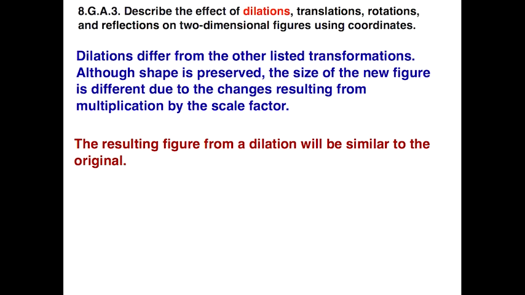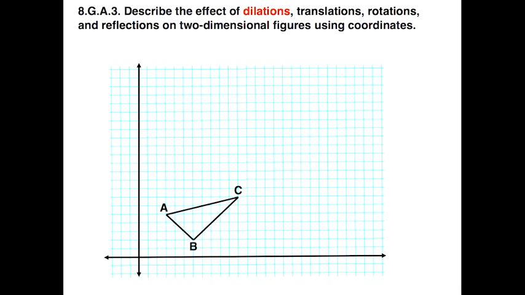Mathematically, the way that we would say that in much simpler fashion would simply be that the resulting figure from a dilation will be similar to the original. Of course, similarity simply says that you would have the exact same shape, but not exactly the same size. Let's look at what happens with the dilation, and of course we need to connect that to the idea of coordinates. Let's start off with this triangle ABC.